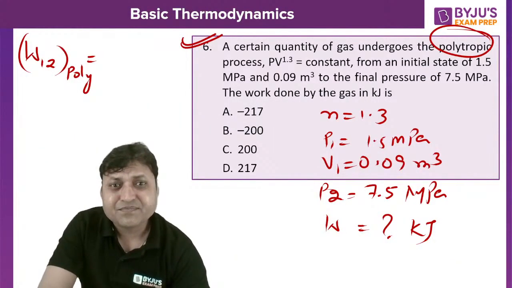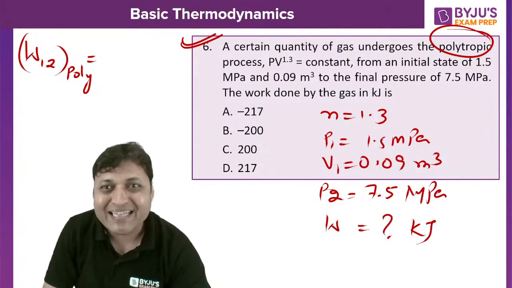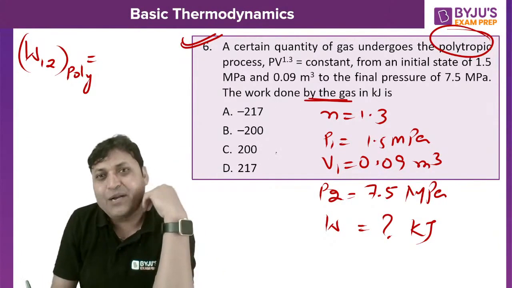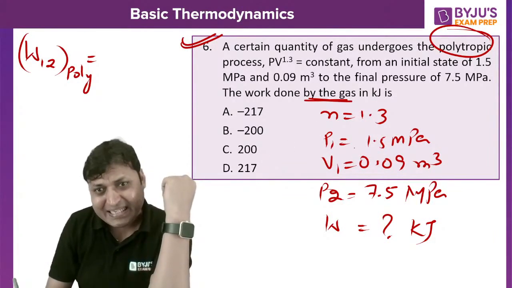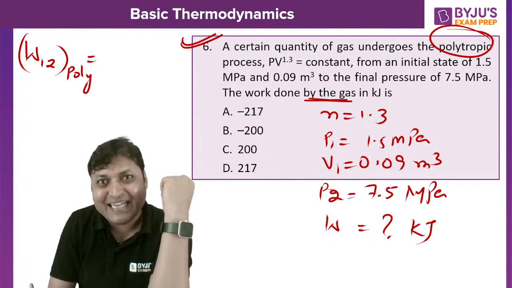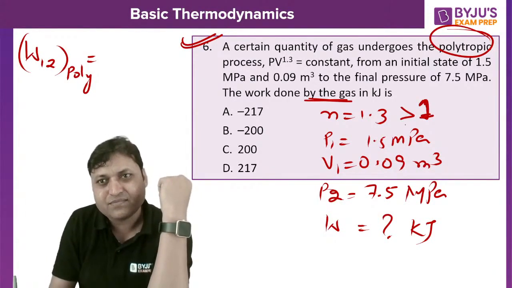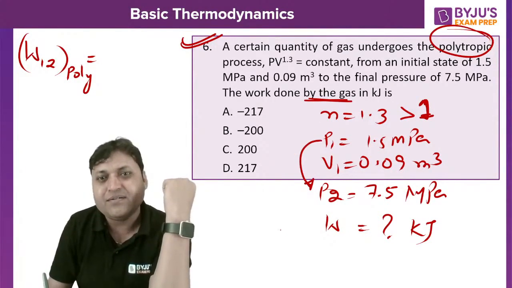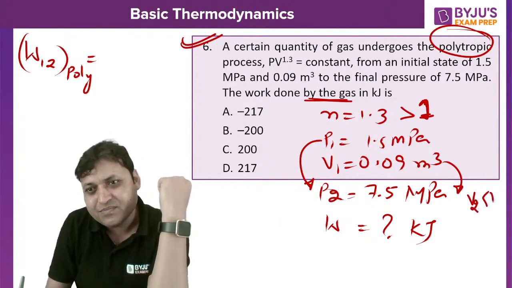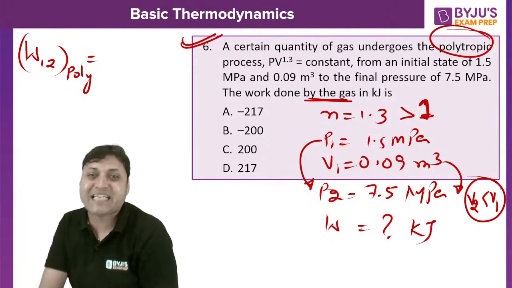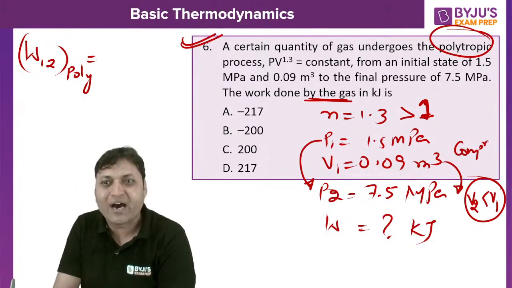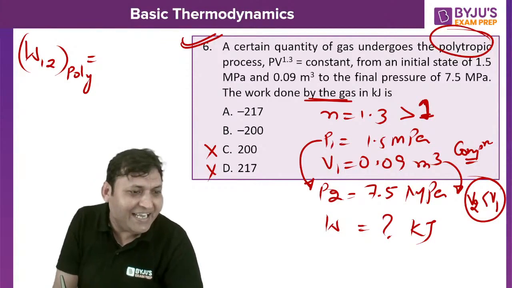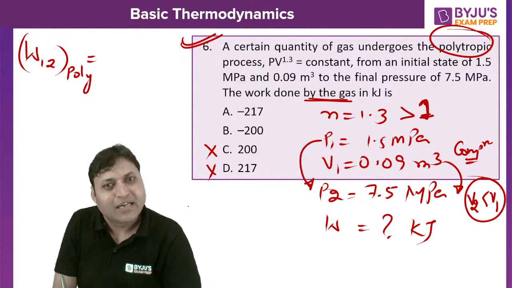What is the correct answer? First of all, you should know whether there will be work done by the gas or work done on the gas. Will it be positive or negative? Because n is greater than 1 and there is an increase in pressure, there will be a decrease in volume. So it is compression, and compression work is negative. So C and D cannot be correct.